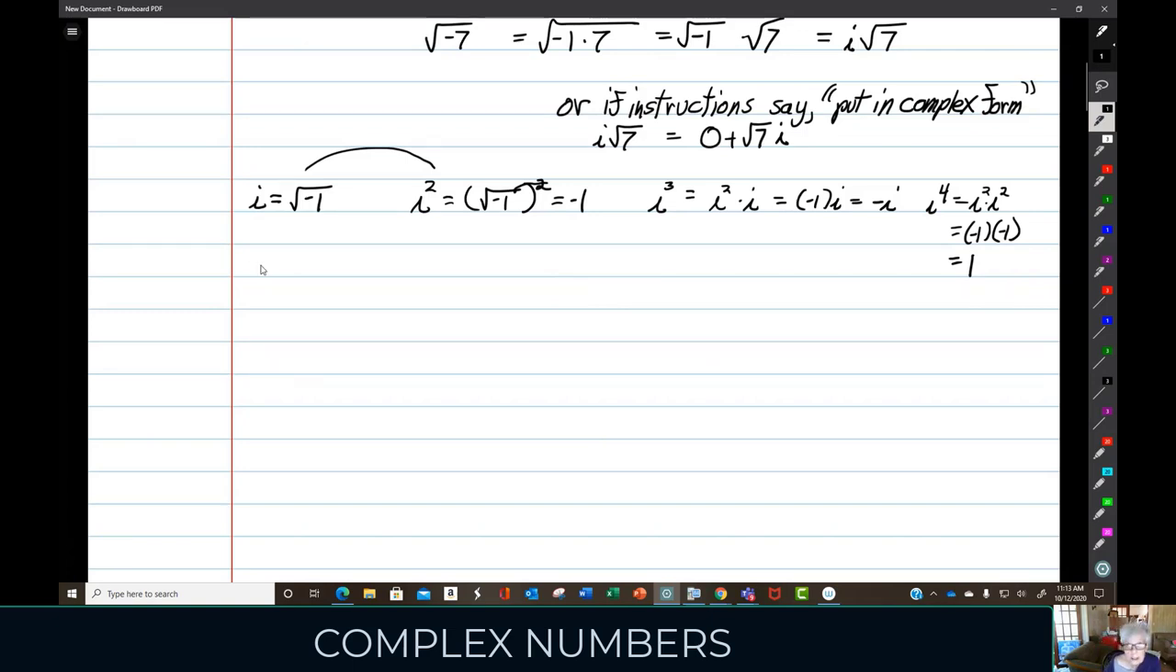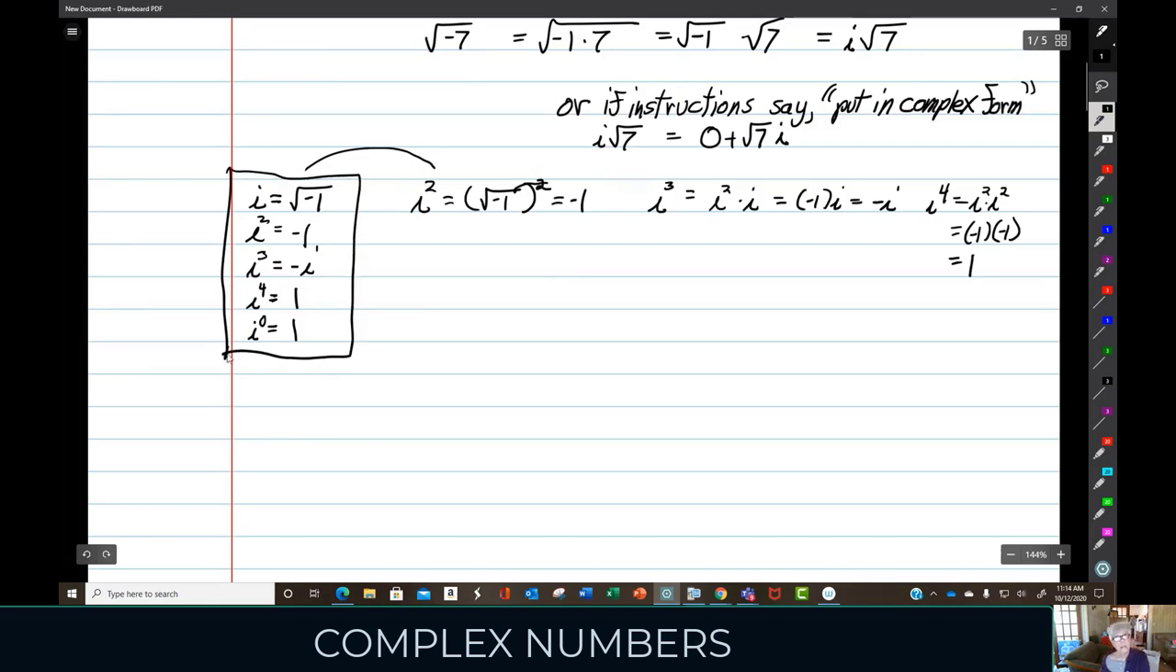So the things you have to memorize here are i equals the square root of negative 1, i squared equals negative 1, i to the third equals negative i, and i to the fourth equals positive 1. And also i to the zero power equals 1. Any number raised to a zero power is 1, even in the complex number system. So I guess you should memorize these 5. It'll save you time if you go ahead and make a flashcard and memorize these. Now, why? Because you're going to be multiplying complex numbers.